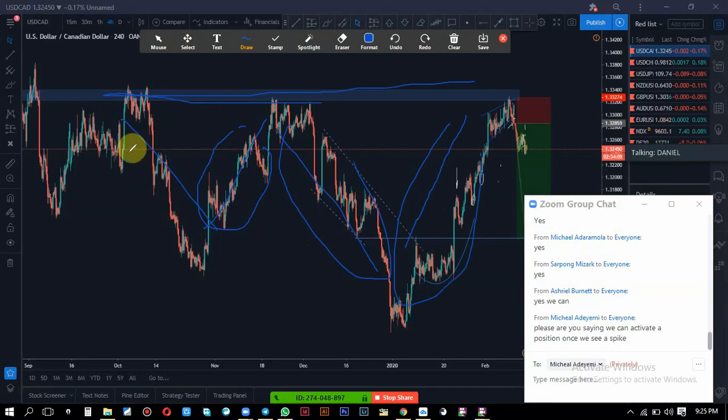So we need a level to be tested multiple times, like here it was tested, here it was tested, here it was tested. So basically we're waiting for another test here, and fortunately it touched that level.